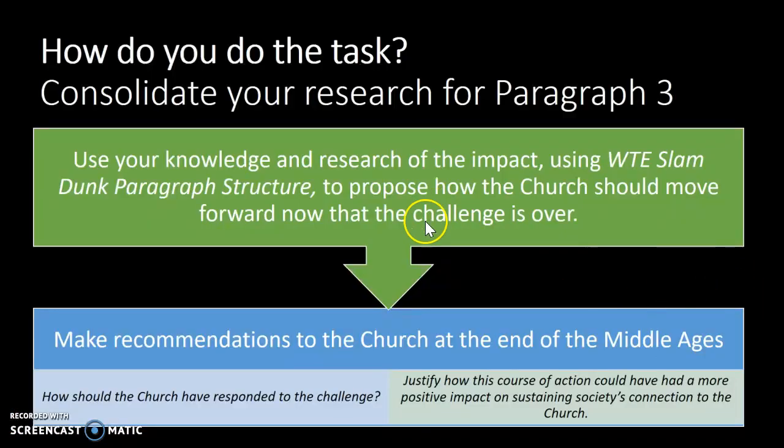But this is the big one where you show the understanding. You need to write it as a slam dunk, and you need to make recommendations. So how should they have responded, and justify. So for every idea you come up with, you need to link it to the church teachings.